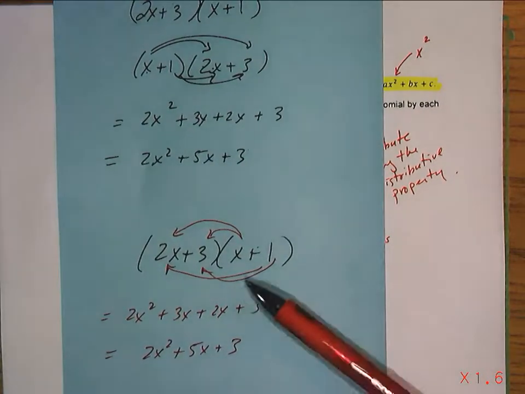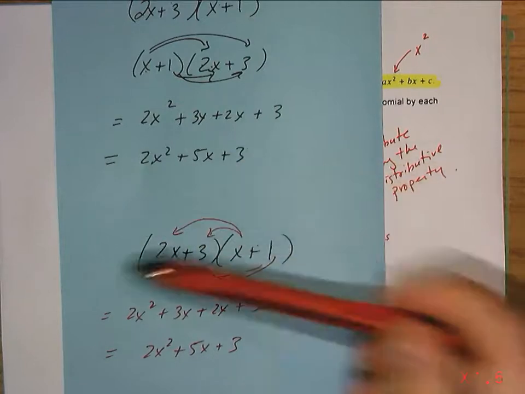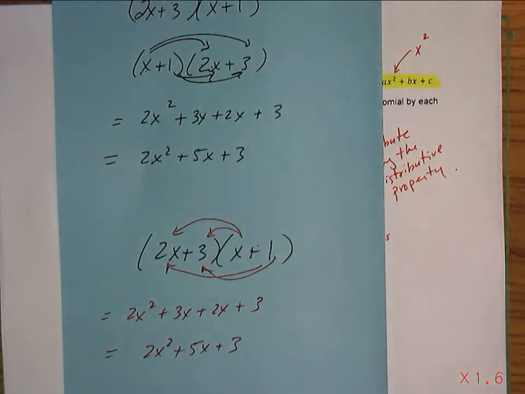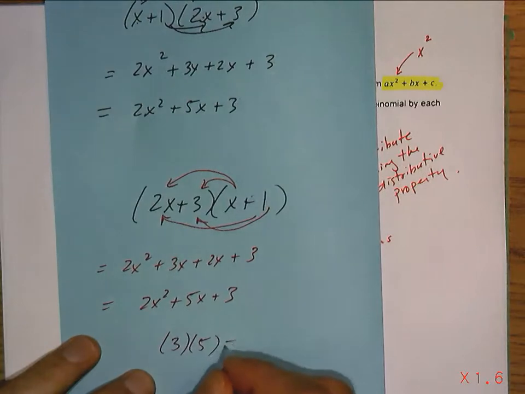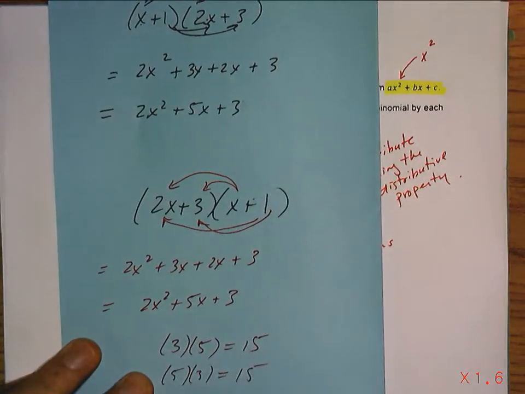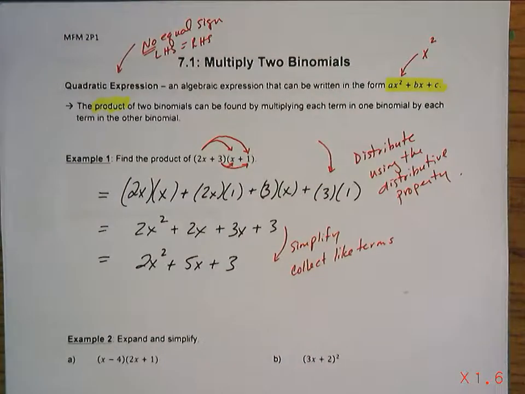So even though this seems odd to me, it seems awkward coming backwards, I prefer to go this way, but we're going to get the same answer either way we go. And that is the distributive property. And the order of operation between any two things, as we've been talking about in this course, 3 times 5 is 15, and certainly 5 times 3 is 15. So the order of multiplication doesn't matter. Okay, guys, we're going to stop there and come on back with example 2.